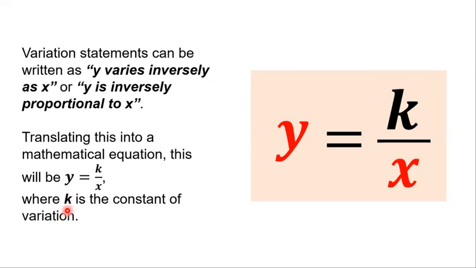Tandaan, sa variation, importante ang value ng k. Kasi ito ang value na hindi nagbabago, constant, hindi siya nagbabago kahit na paiba-iba ang values ng ating x at y. Ayan. So, kung sa equation, sa kaliwa, nasa numerator ang y at sa kanan naman, nasa denominator ang x.